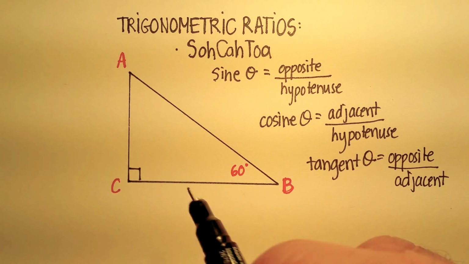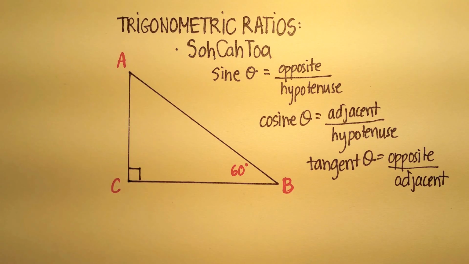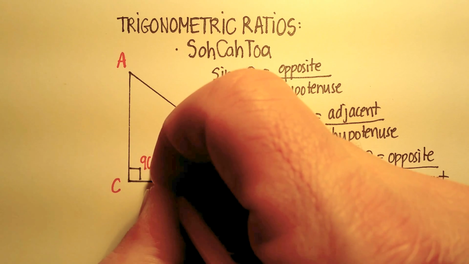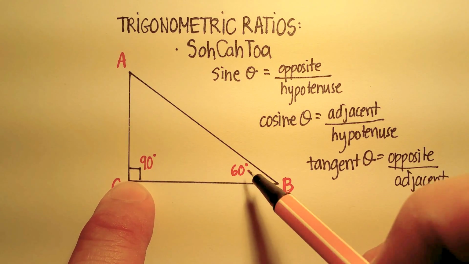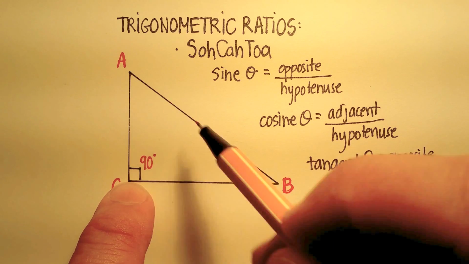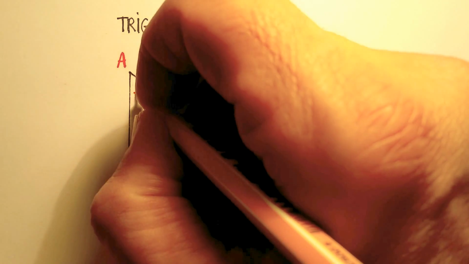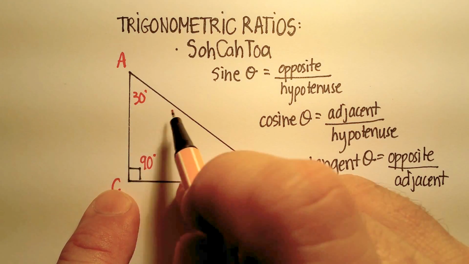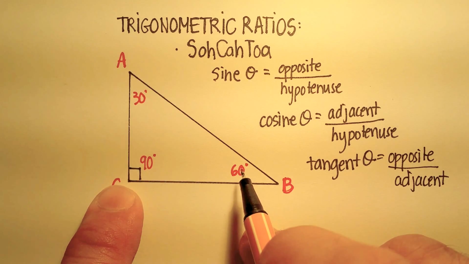Now, in a right triangle, we know that we had a 90-degree angle, right? That was a given, because this can only work with 90-degree angles, or with right triangles. If you happen to know one of the other 2 angles, like for example, this one was given as 60, we know therefore that this angle has to be 30, because one of the properties of all triangles is that the internal angles all equal 180 degrees, right?